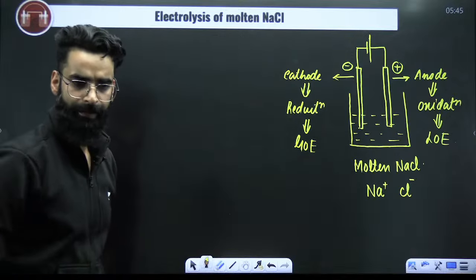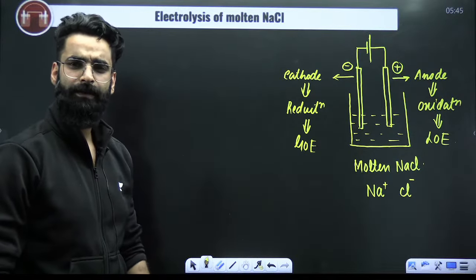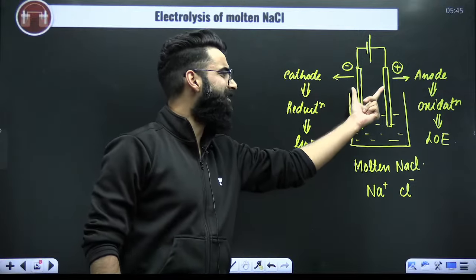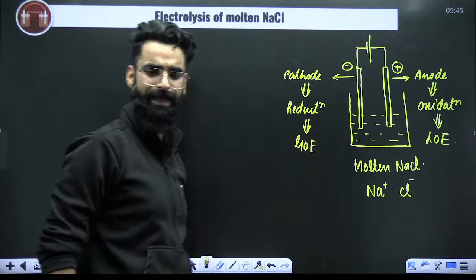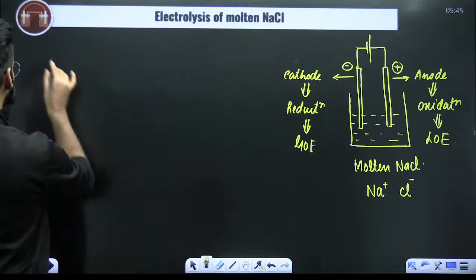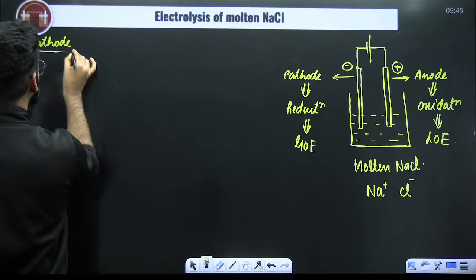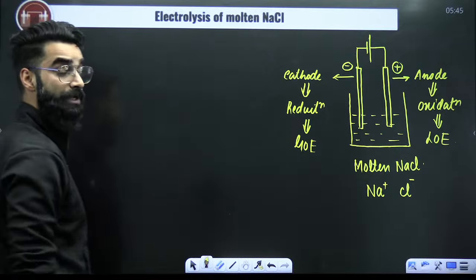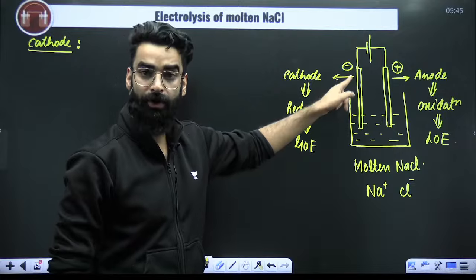Now, my dear students, when you connect these rods with the external battery, let's get to know what happens at anode and cathode. First of all, let's analyze the things which are going to happen at cathode. Cathode is your negatively charged rod.